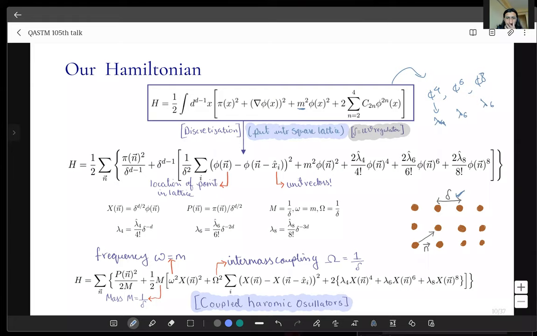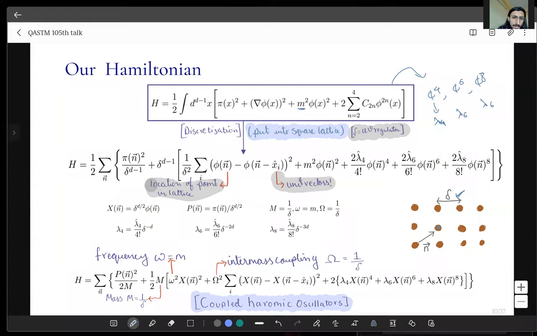What does the n vector correspond to? The lattice points. The location of the lattice point is given by the n vector, and the xi vector is given by the corresponding unit vectors.